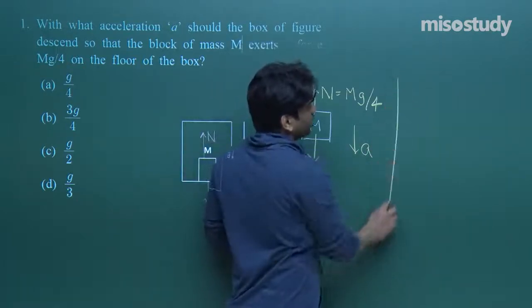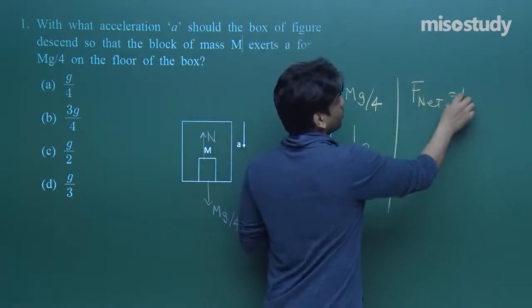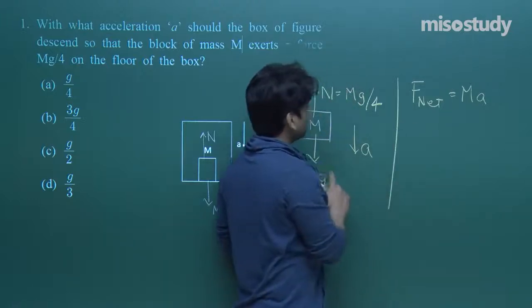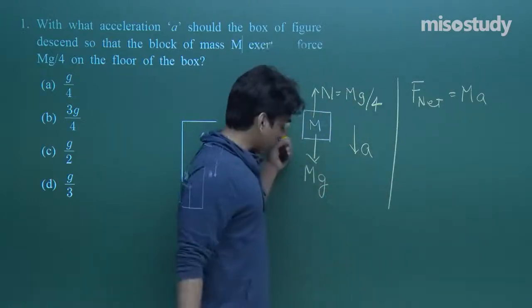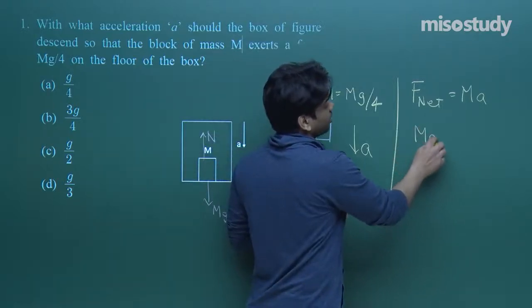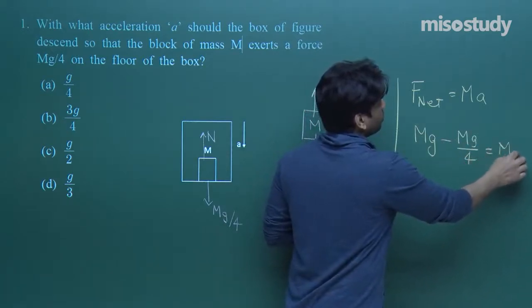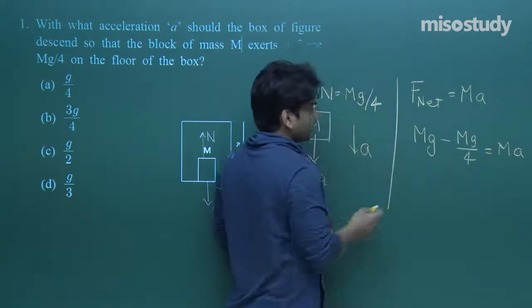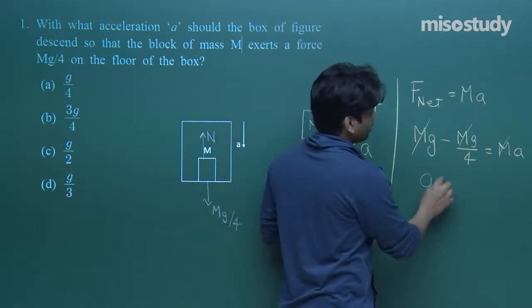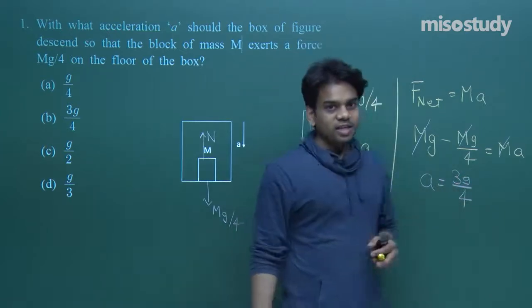We know that along the vertical direction, F net is equal to mass into acceleration. So net force acting in the downward direction is capital Mg, in the upward direction is mg/4. So we can write mg minus mg/4 is equal to ma. A we need to evaluate. If I cancel out m from every part, g minus g/4, we will be having A equals 3g/4. Quite obvious.